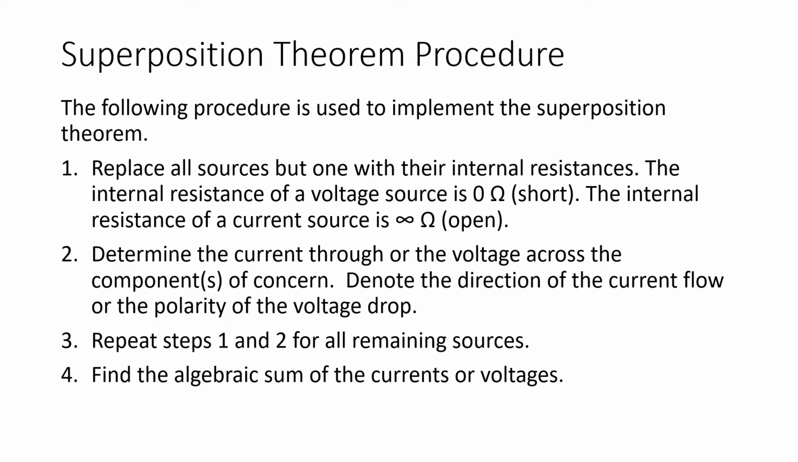Step two, we determine the current through or the voltage across the component or components of concern. We need to denote the direction of current flow or the polarity of the voltage drop when we determine these currents or voltages. Step three, we repeat steps 1 and 2 for all remaining sources. And finally, step 4, we find the algebraic sum of the currents or voltages.